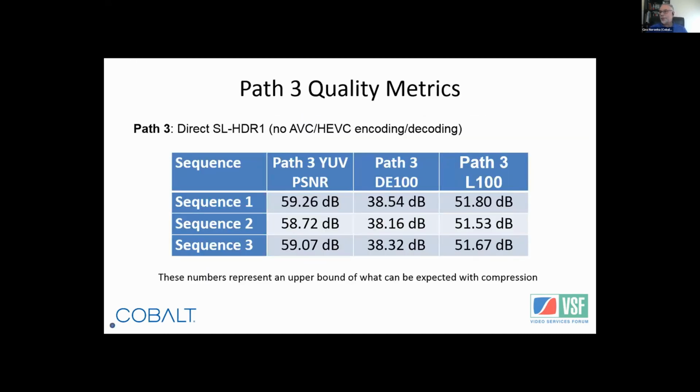Okay, PAT3 quality metric. So this is no encoding. You just go SL-HDR1 in and out. What this table gives you is the loss you have by using SL-HDR1. You can also see this as an upper bound of what you can do with compression, because this is what happens if you don't do compression at all.